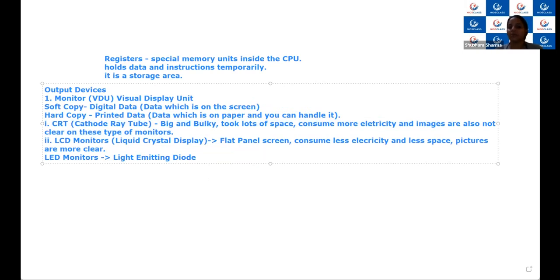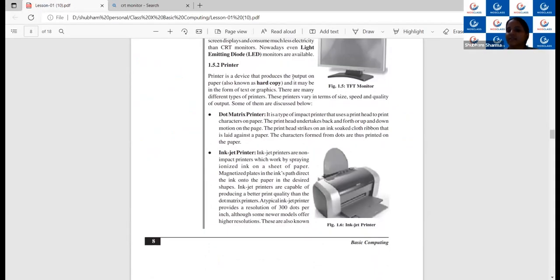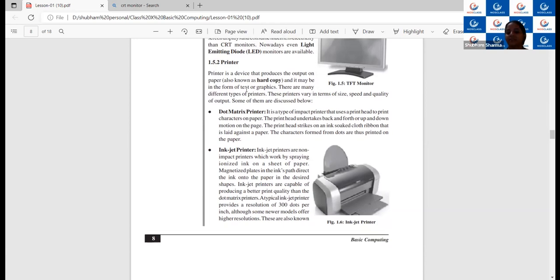Now we will discuss printers. A printer is a device that produces output on paper, which is also known as hard copy. It may be in the form of text, a letter, a graphic, or a picture. There are many different types of printers. These printers vary in terms of size, speed, and quality of output. Some of them are discussed below.